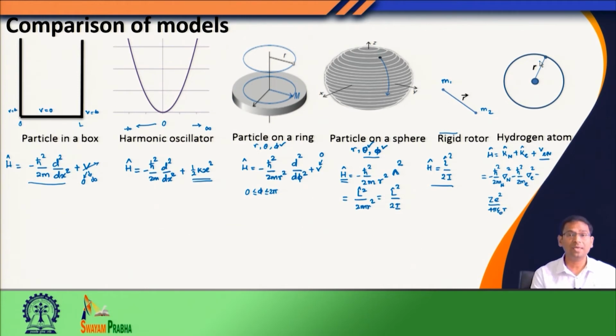So, we see how we increase the complexity of the problem, starting from particle in a box to the hydrogen atom problem. Particle in a box and harmonic oscillator were defined as one dimensional problems. In particle in a ring, sphere and rigid rotor, we saw angular motion. And in the case of the hydrogen atom, how is it different from the rigid rotor? In the rigid rotor, the distance between m 1 and m 2 is fixed. So, we had only theta and phi as changing coordinates, but in the hydrogen atom, we have r, theta, phi, all three allowed to change. So, this gives us an idea about the Hamiltonians of the different models that we have discussed so far.